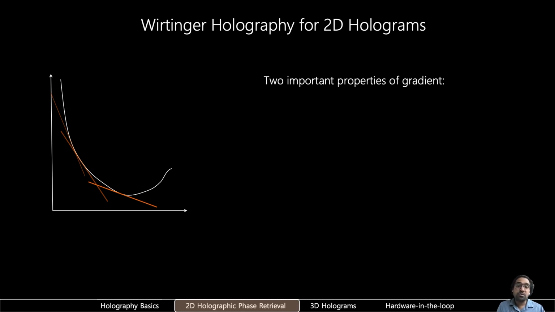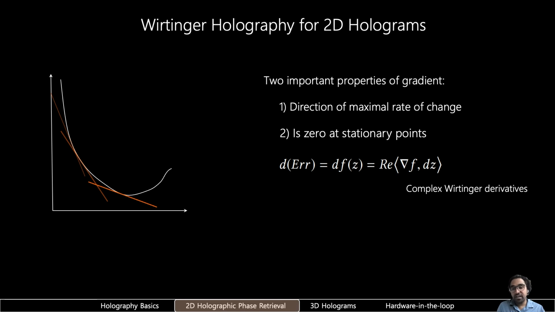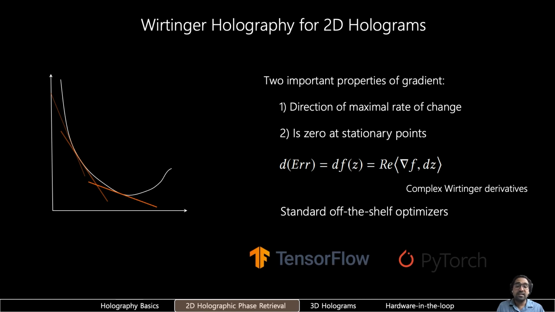And this is the reason why most previous methods relied on heuristic schemes. To overcome this, we look at two important properties of a gradient in the context of optimization. One, the gradient defines the direction of the maximal rate of change. And two, the gradient is zero at stationary points. We then use an approximate gradient definition that follows the above two properties and can be computed using complex Wirtinger calculus. And with these Wirtinger gradients, you can simply use the standard off-the-shelf optimizers to directly optimize for a phase-only hologram. We published a paper at SIGGRAPH Asia in 2019 on this method, and recently these complex Wirtinger gradients have been integrated into popular machine learning libraries such as TensorFlow and PyTorch, and so it is easy to implement such gradient descent optimization methods.